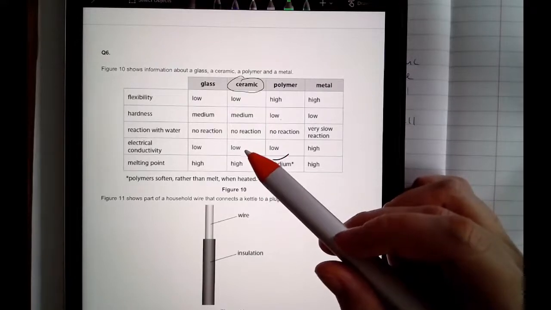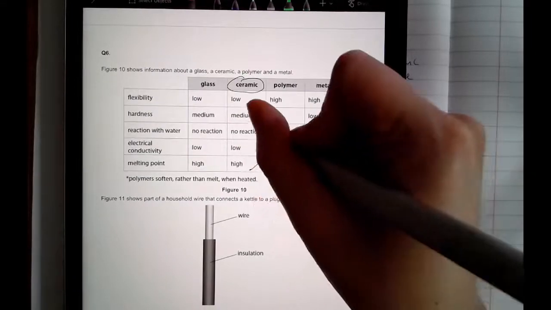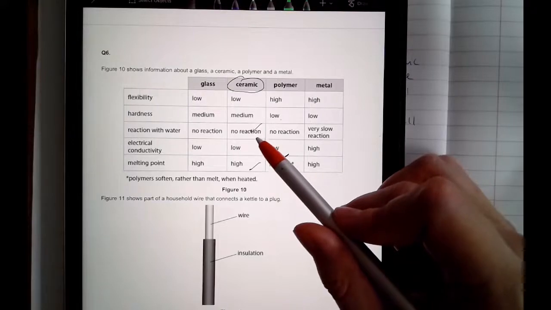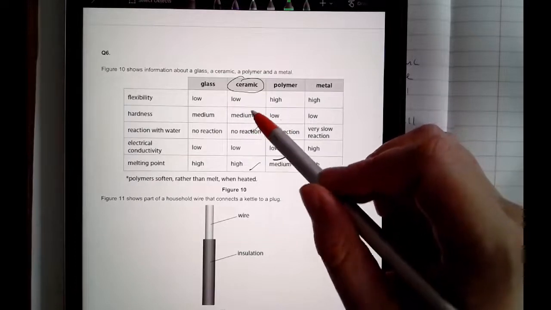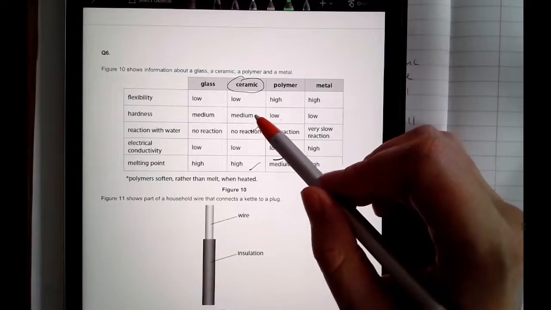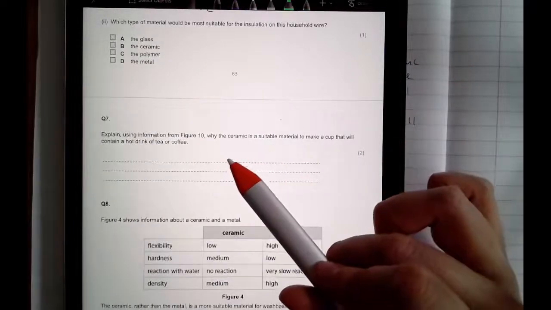Conducting electricity, this is irrelevant in this question, so I'm not going to comment on it. Reaction with water, no reaction. That's obviously a positive. Tea and coffee both contain water. If your mug reacted with the water and you had a chemical reaction as soon as you poured it in, that's obviously not a good thing. Hardness, it's hard, it will hold its shape, and flexibility will be low. So the fact that it's low flexibility and medium hardness is going to be sturdy, it will hold its shape. So I think there's 3 things you could say there, but you're only asked for 1.